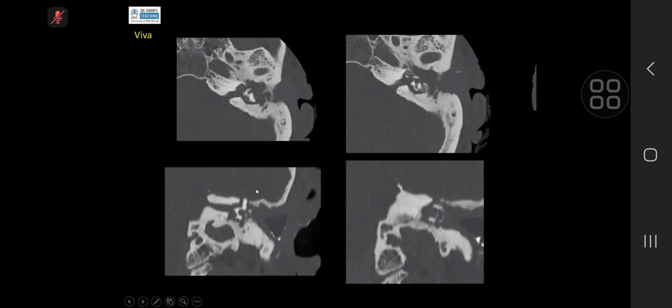So these are cone beam CT images of the inner ear. I think there is an increased density of the bone, sclerosis of the middle ear bone, and the ossicular chain appears to have been disrupted.